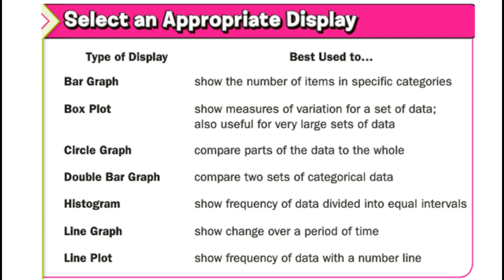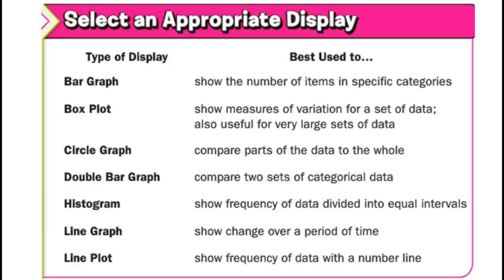This chart is useful as you are trying to select an appropriate display. It lays it out for you. So a bar graph shows the number of items in specific categories. A box plot, which I call box and whisker, shows variation for a set of data, also useful for very large sets of data. So that's the one that we learned about yesterday that shows your median, your lower quartile, upper quartile, minimum, and maximum. Circle graph compares parts of the data to the whole. Percents is another one that it is really good at showing.